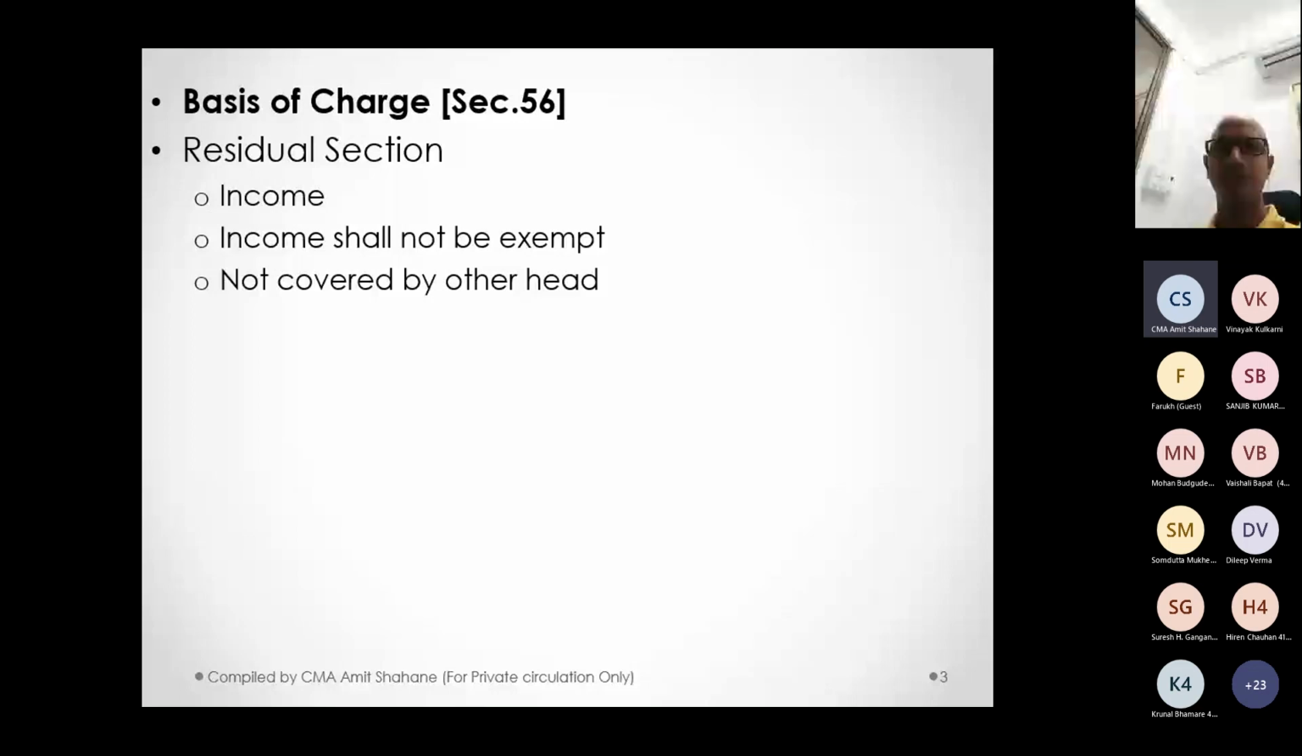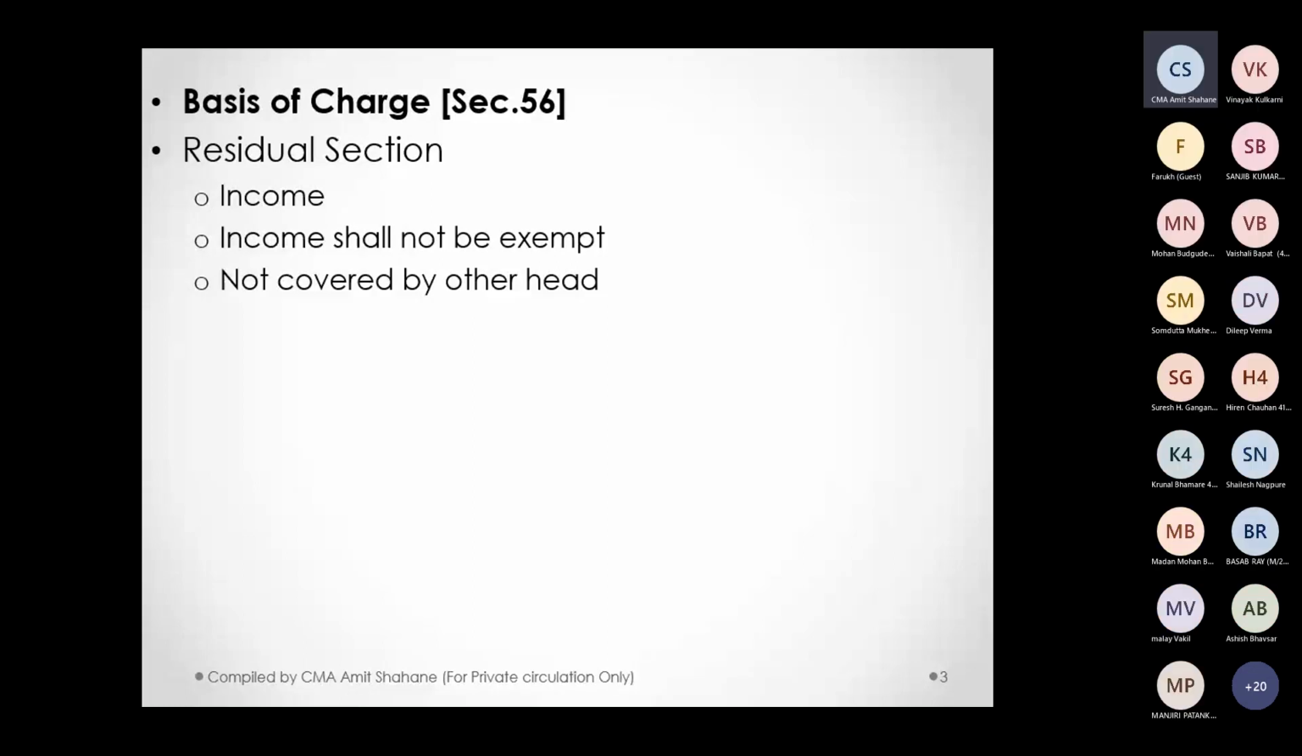The second head of income is income from house property. In income from house property, the basis of charge says that any income from a building or land appurtenant thereto is chargeable under the head income from house property. I am giving you a broad view. I am not going into the details of the other heads because those are already covered. Now, when we say a building and land appurtenant thereto, what does it mean?